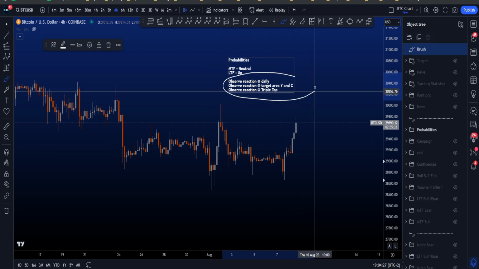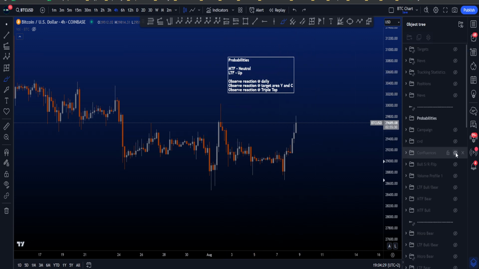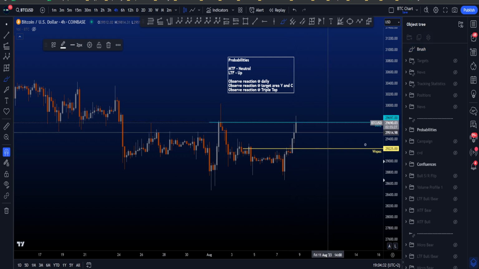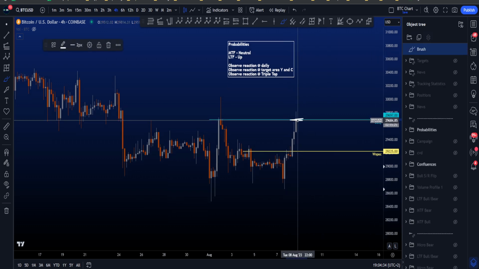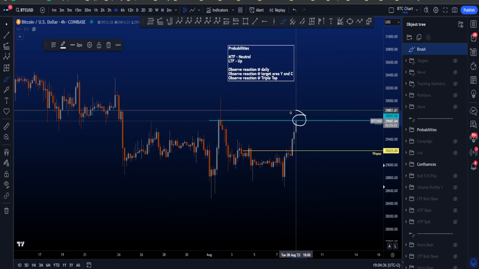And that's then also what I wrote over here. Observe the reaction at the daily. Well, we're now at the daily. As you can see, price is actually moving just below the daily again, so it's still resistance. We still have to keep the daily into account.